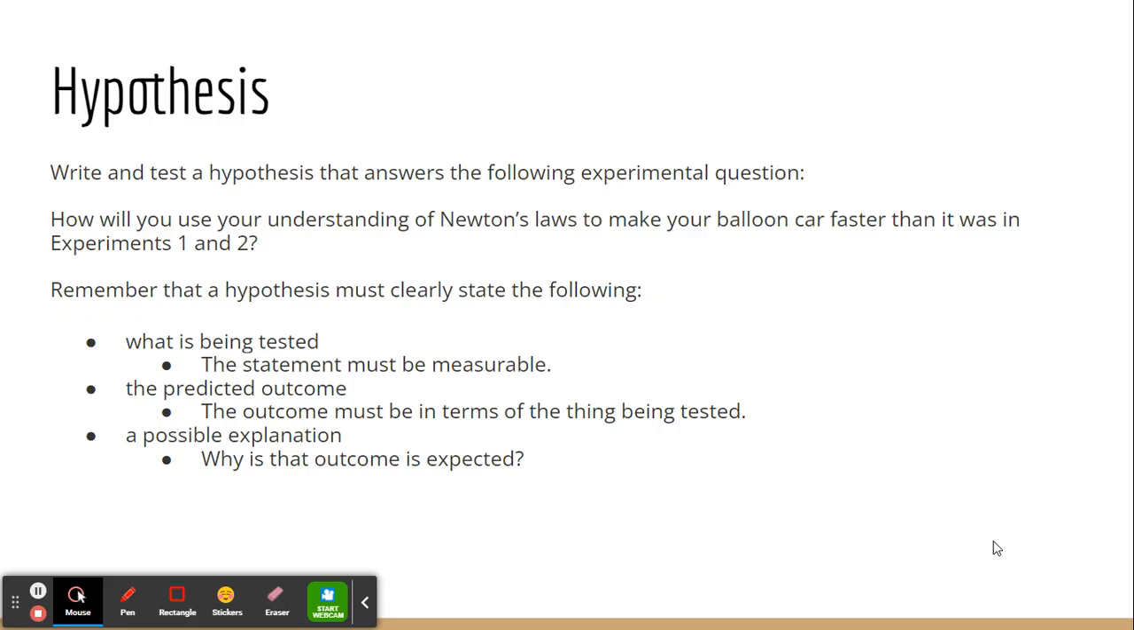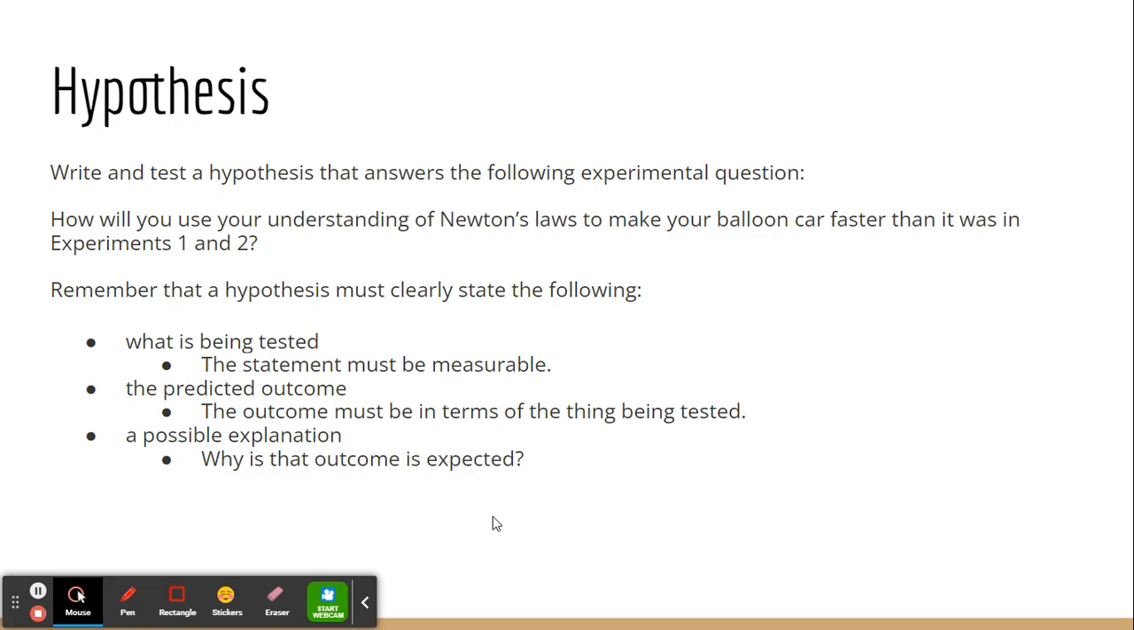So write and test a hypothesis that answers the following experimental question. So it's giving you some guidelines here. How will you use your understanding of Newton's laws to make your balloon car faster than it was in experiments 1 and 2? Things that you need to remember when writing a hypothesis are these things down here in bullet points. If you go back to the actual assignment screen, there'll be a little button down here that says how to write a hypothesis or more information about writing hypotheses. You can click on that, and that'll give you some more information on formatting and things like that.